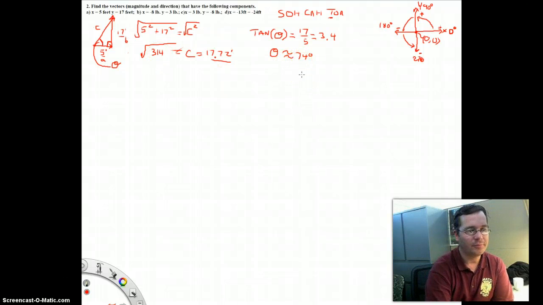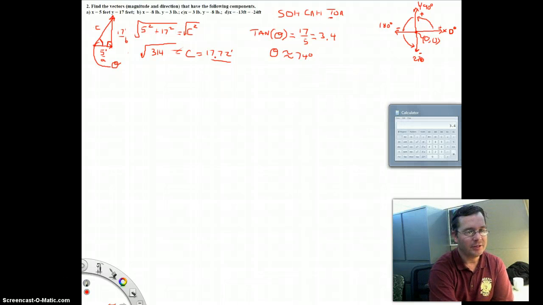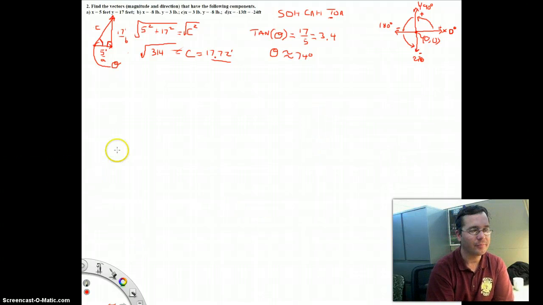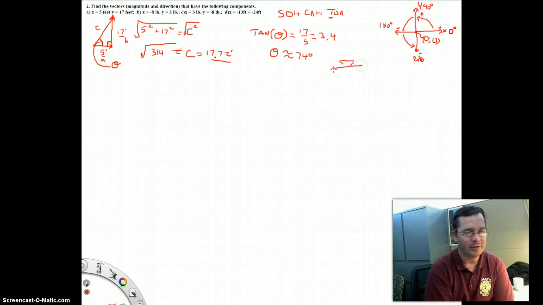Now, there's an alternative approach at arriving at that number, and it involves using inverse functions on the calculator. So I want to talk for just a minute about functions. You can think of a function as a machine that you drop stuff in one end and you get something else out the other.